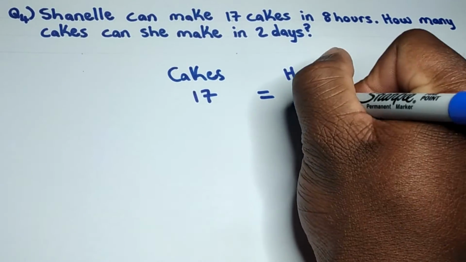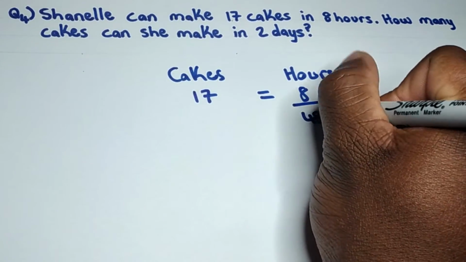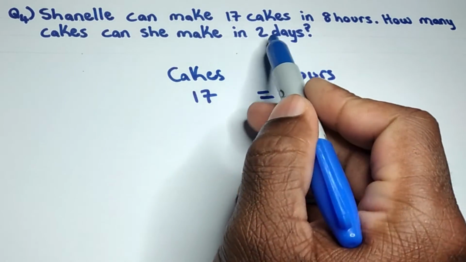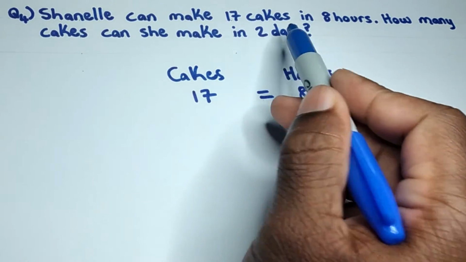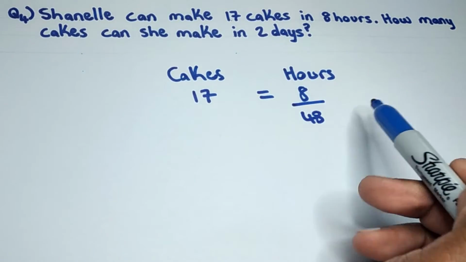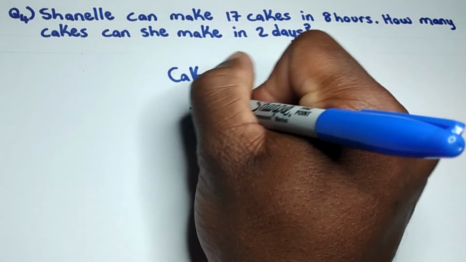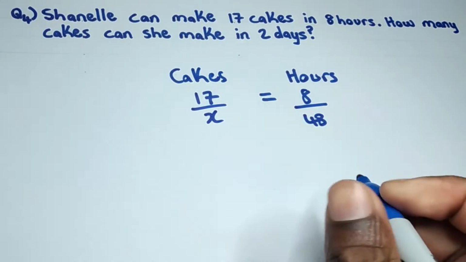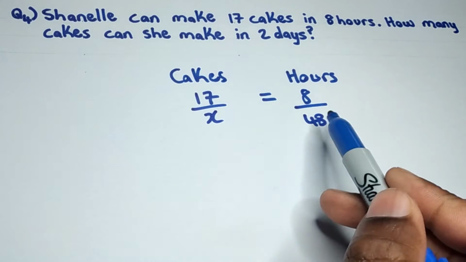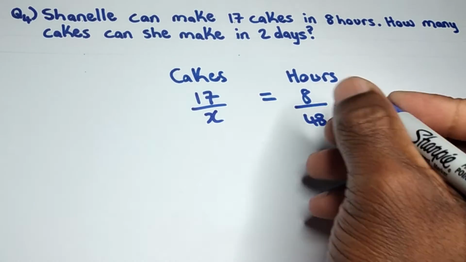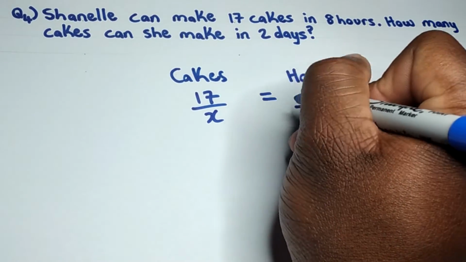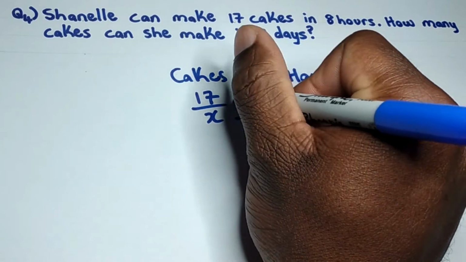So 2 days is the same thing as 48 hours, because there are 24 hours in a day. So 2 days will consist of 48 hours. And they ask us how many cakes. That means we don't know the amount of cakes that she'll be able to make in the 48 hours. Being that this is a direct proportional problem, we can cross multiply.